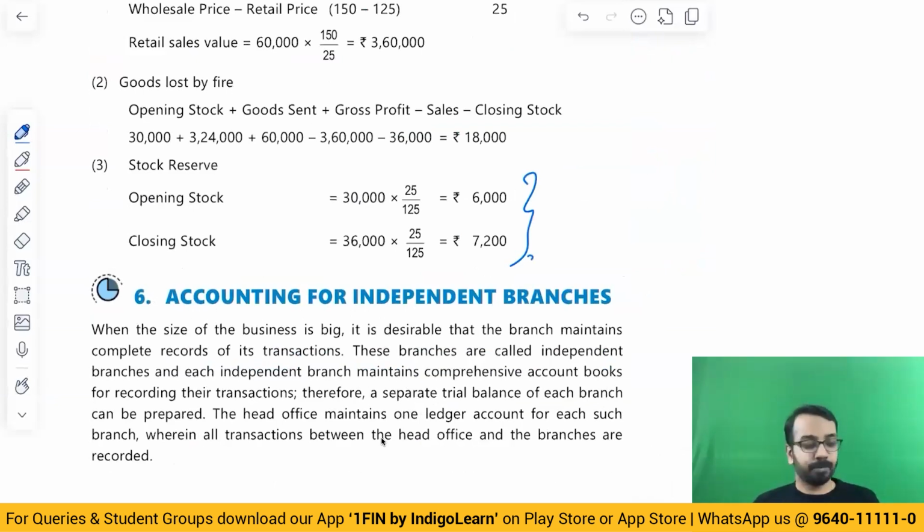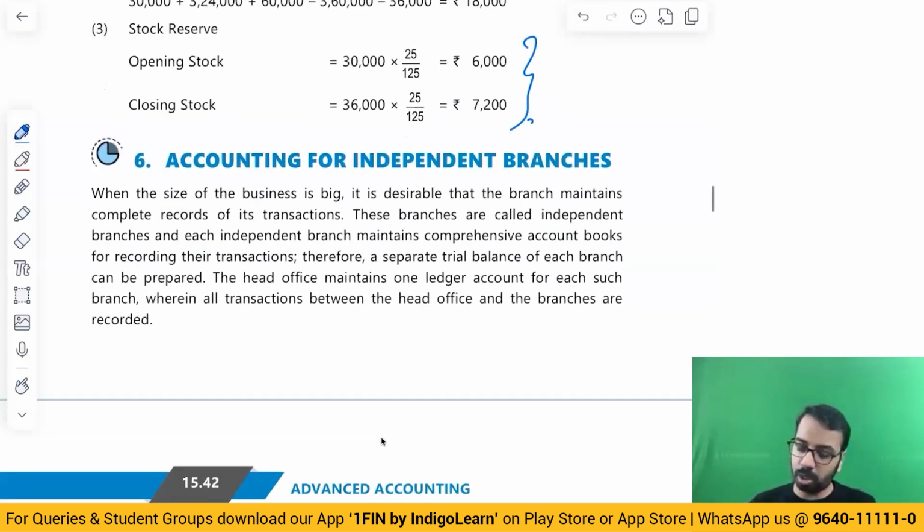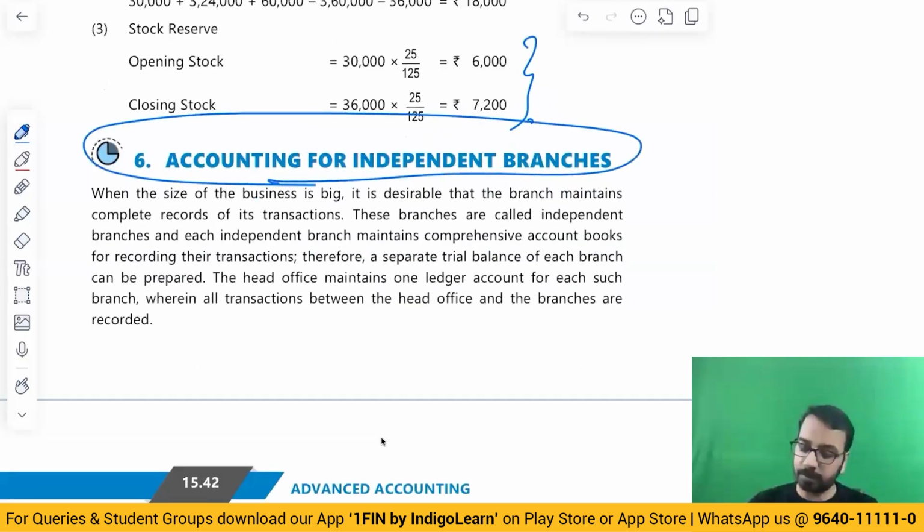Any questions? Clear? Okay. So my pencil also needs recharge. So we will take a break, it's 10:55. So we'll assemble back at 11 by the time the pencil also will get recharged. And then we'll go on for accounting for independent branches, which is again a very important topic as far as the examination is concerned.